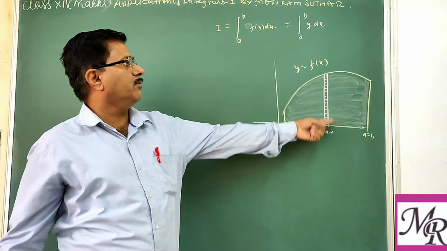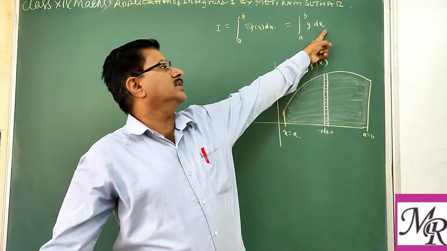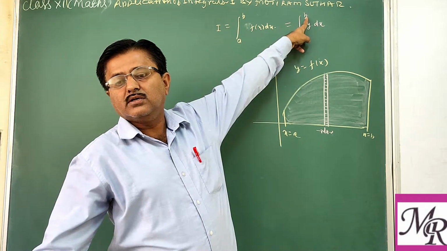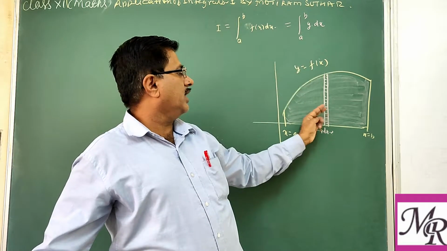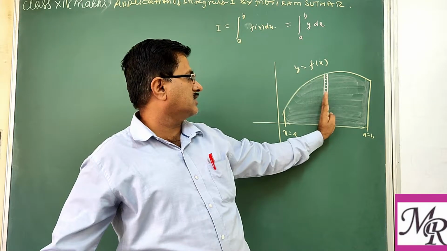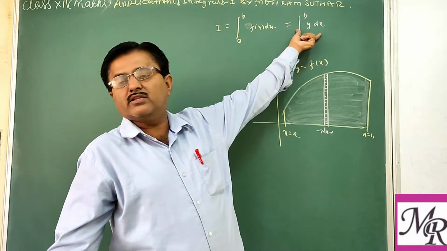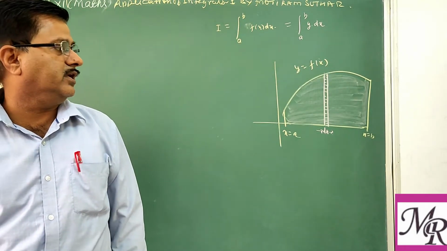So we know that the area of a rectangle is length into breadth. When this is extended from a to b, it means we can expand this rectangle from a to b. Then the area is given by this formula. So this is very useful for finding the area.